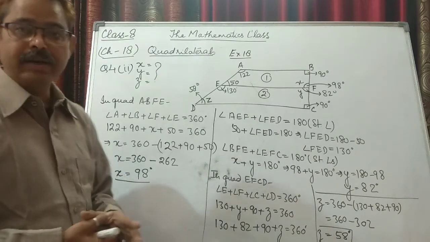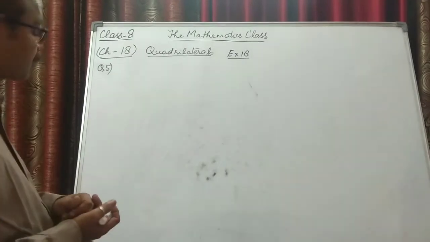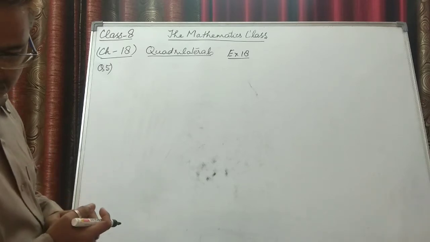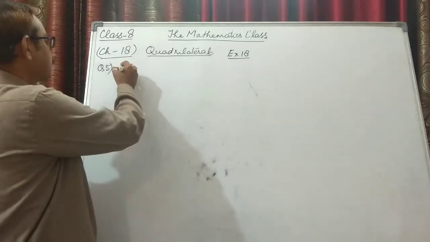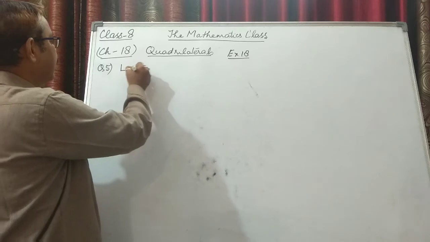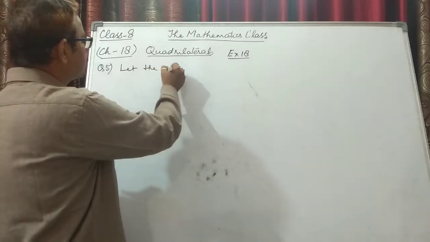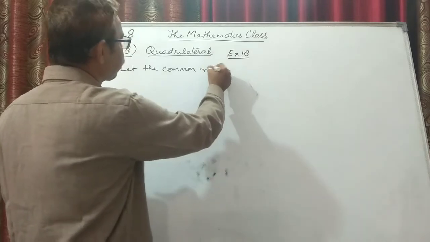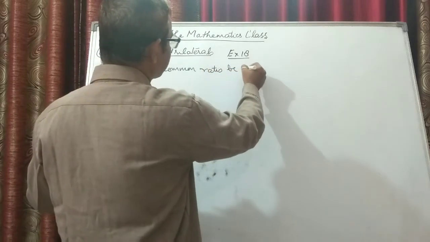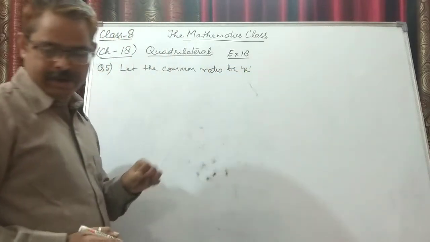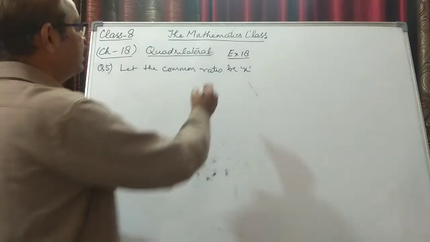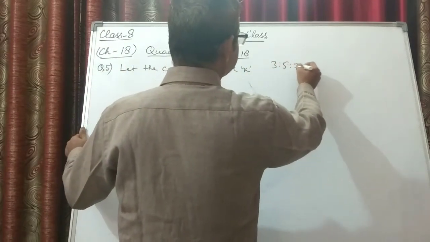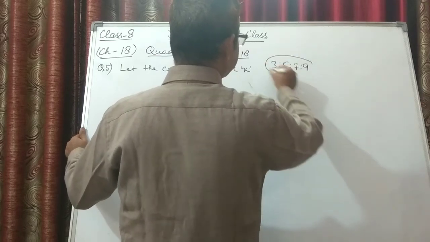So now we move on to the next question. Now next is question number 5. I'll read it out. Find the measure of the 4 angles of a quadrilateral if they are in the ratio of 3:5:7:9. So first of all we will take, let the common ratio be X, because they say that all the angles are in the ratio of 3:5:7:9. Now what is the meaning of this?